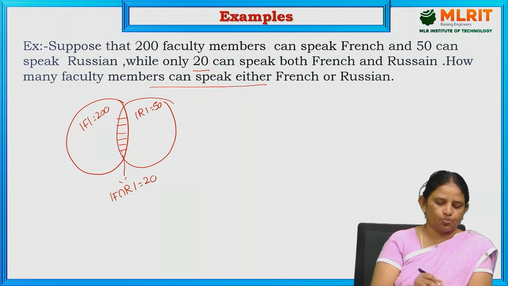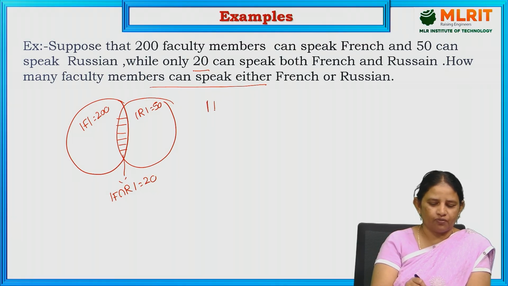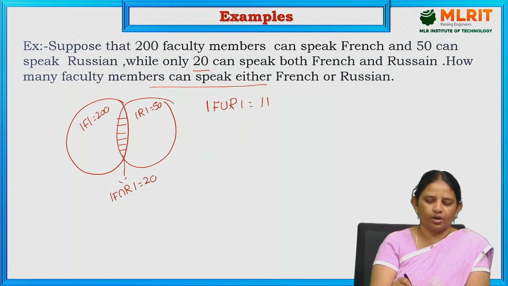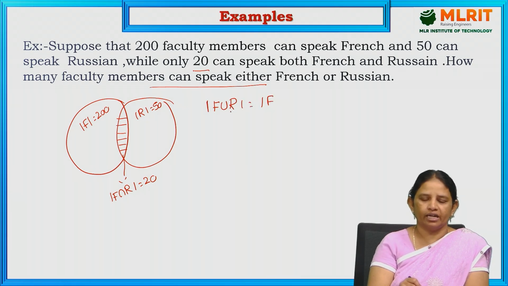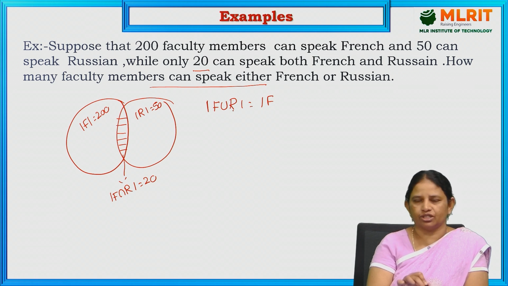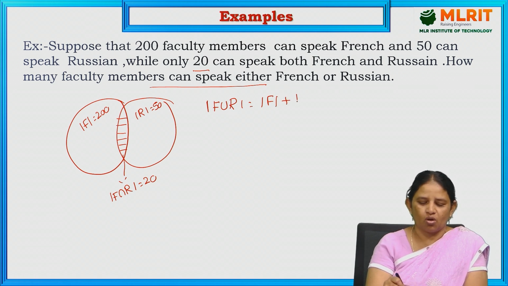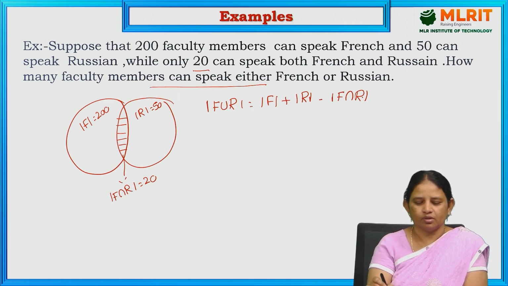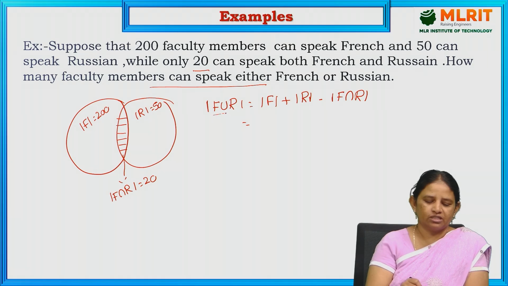And means this part, we need to find out F union R, which is equal to mod F plus mod R minus mod F intersection R. Here, either means French or Russian. We don't know this value, we need to find it out.